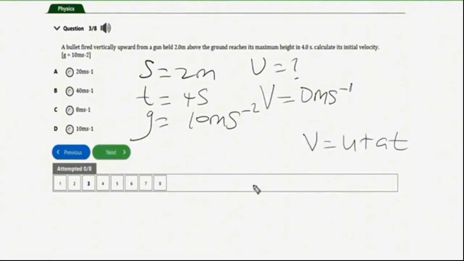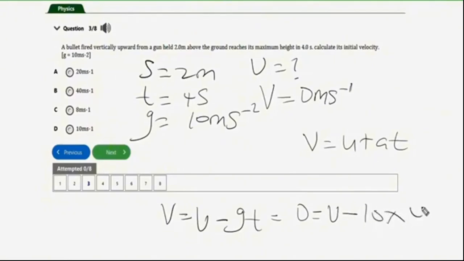Since we are dealing with motion under gravity and the bullet is fired vertically upward, going against gravity, it will now be V equals U minus, this minus signifies that it's going against gravity, and our A will now be g, so V equals U minus g t. When you plug in the values, you have 0 equals U minus acceleration due to gravity, which is 10, times our time, which is 4 seconds. So when you break this down, you have 0 equals U minus 40.